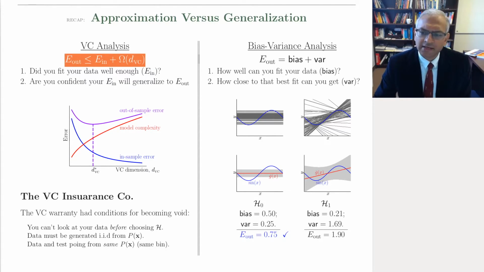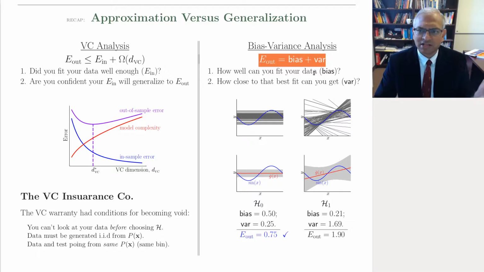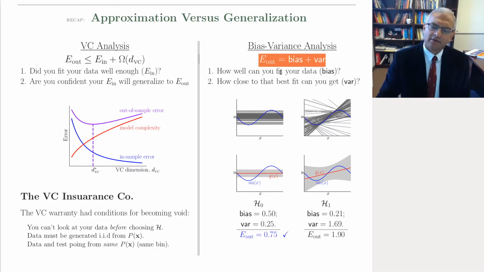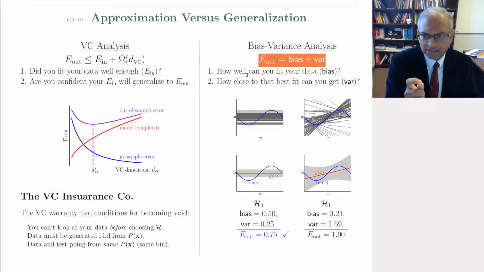Now, on the other side, we discussed another view of this trade-off, which is the bias variance analysis, which is also a breakdown of the out-of-sample error into two terms, the bias and the variance, and therein lies this approximation generalization trade-off. And the bias variance analysis is able to take into account the algorithm that picks the final hypothesis, but it only applies to the squared error. And it breaks down the out-of-sample error into two terms, just like the VC analysis. It says that your out-of-sample error is the sum of two terms, the bias, which roughly speaking corresponds to how well can you fit the data, as opposed to the VC E in, which is how well did you fit the data.